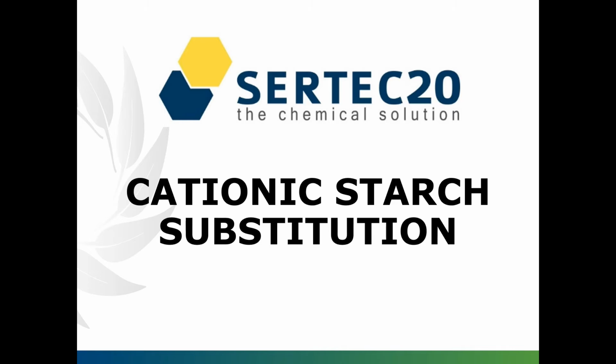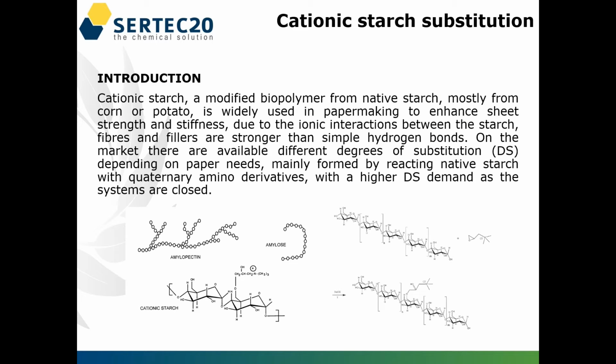Hi, today I want to introduce the results obtained with the products that Certec 20 has specially developed for cationic starch substitution. First of all, I want to introduce what cationic starch is. It is a modified biopolymer from native starch, mostly from corn or potato, that is widely used in papermaking production, to enhance sheet strength and stiffness, due to the ionic interaction that creates between the starch, fibers and fillers, which is stronger than simple hydrogen bonds.